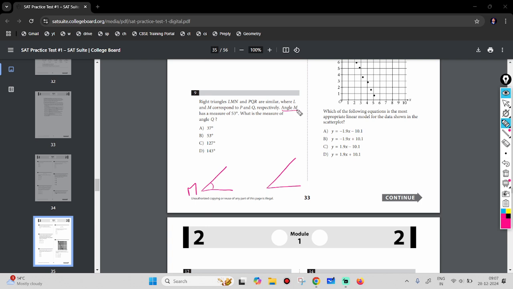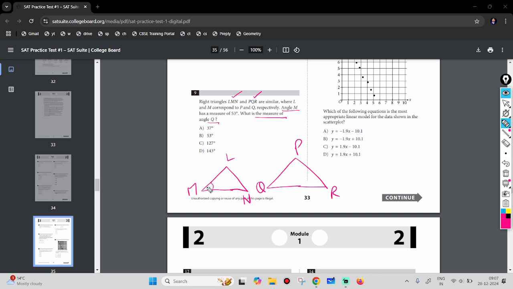And M corresponds to what? M corresponds to Q. So we have Q here. How about I do this? L, this is M, this is N, this is P, this is Q, and this right here is R. So yes, L and M correspond to P and Q. What is the measure of angle Q?